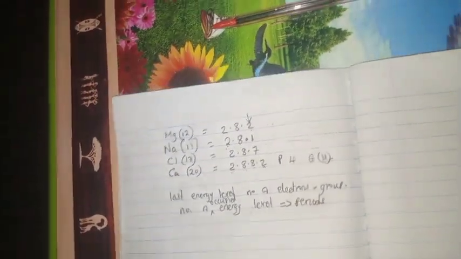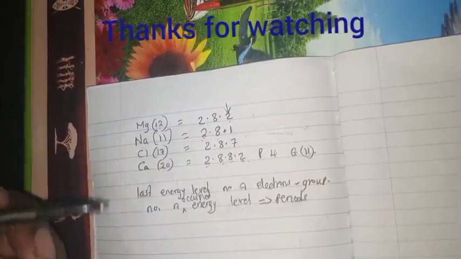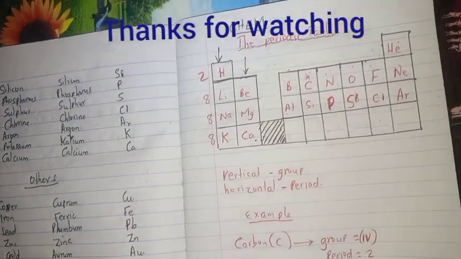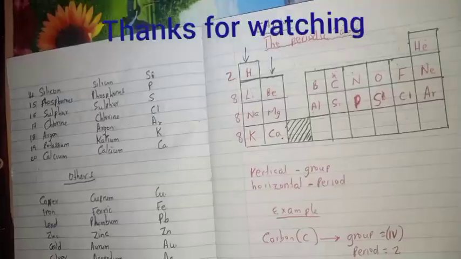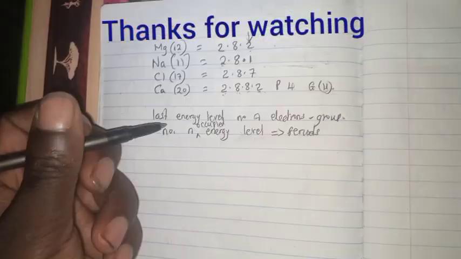So that's all about the periodic table, and in the next video we will be checking on how we draw these structures, these atoms, in accordance to the distribution of the electrons using dots and crosses.